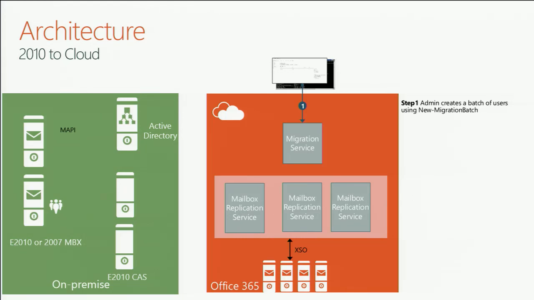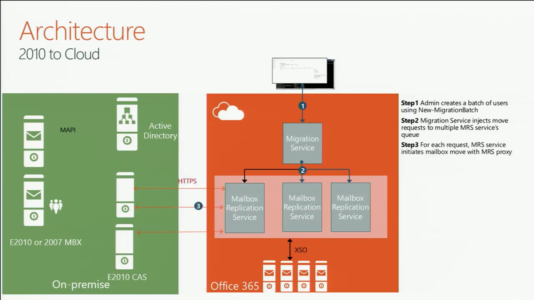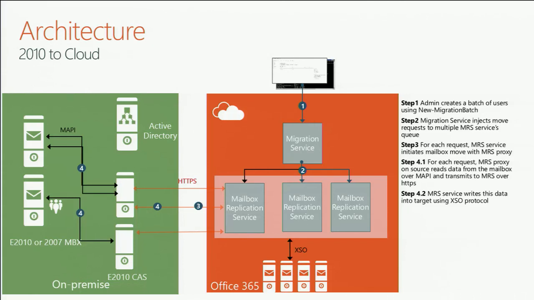And that service, in turn, processes this request and shreds it out to multiple MRSs. So multiple MRS receive a bunch of new move requests. Each of these MRS then, in turn, reach out to the on-premise environment, to the CAS box where the MRS proxy is running over HTTPS protocol. The MRS proxy in the on-premise environment, as we know, reaches out to the various 2010 and 2007 mailbox servers and pumps the data back into the cloud.